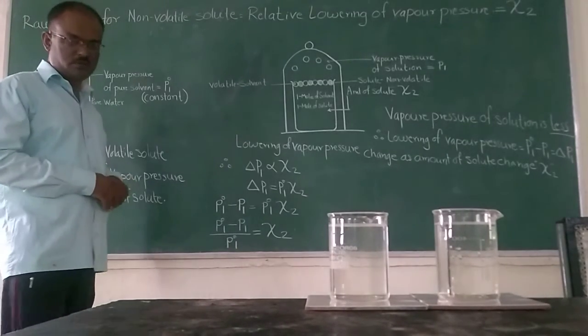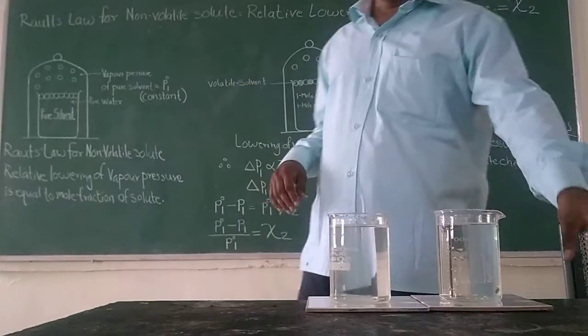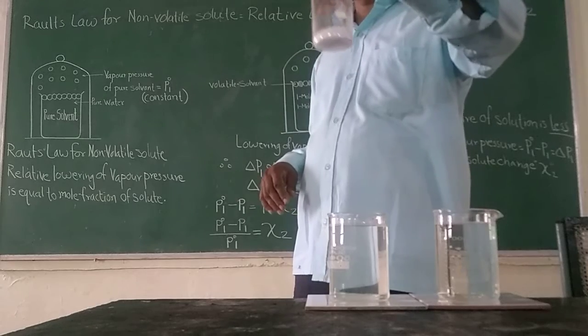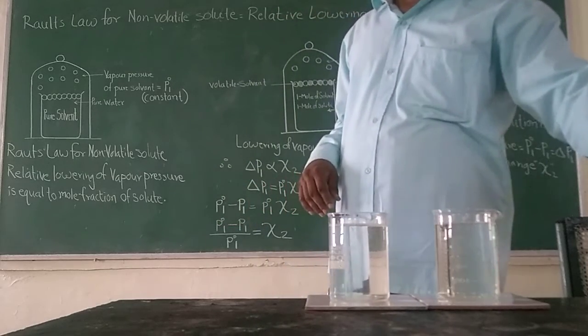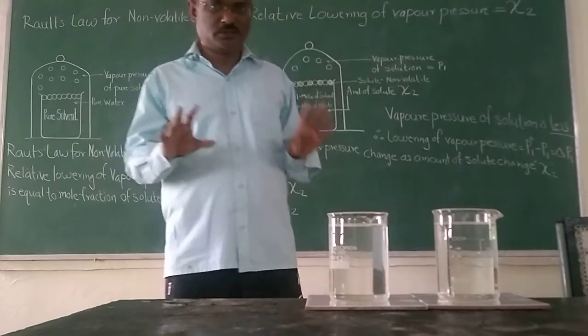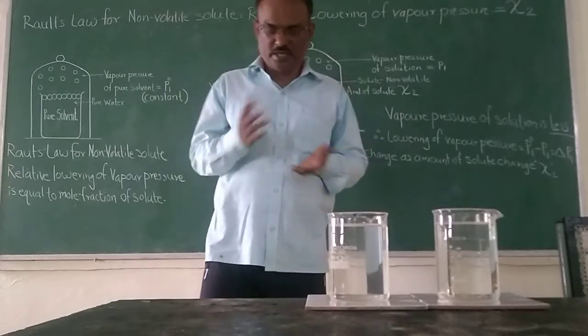So what we are going to study here is the non-volatile solute. Here I am having the non-volatile solute, sodium chloride salt, which is also called common salt. Common salt is a non-volatile solute. It does not get vaporized and it does not get converted into the gas state.